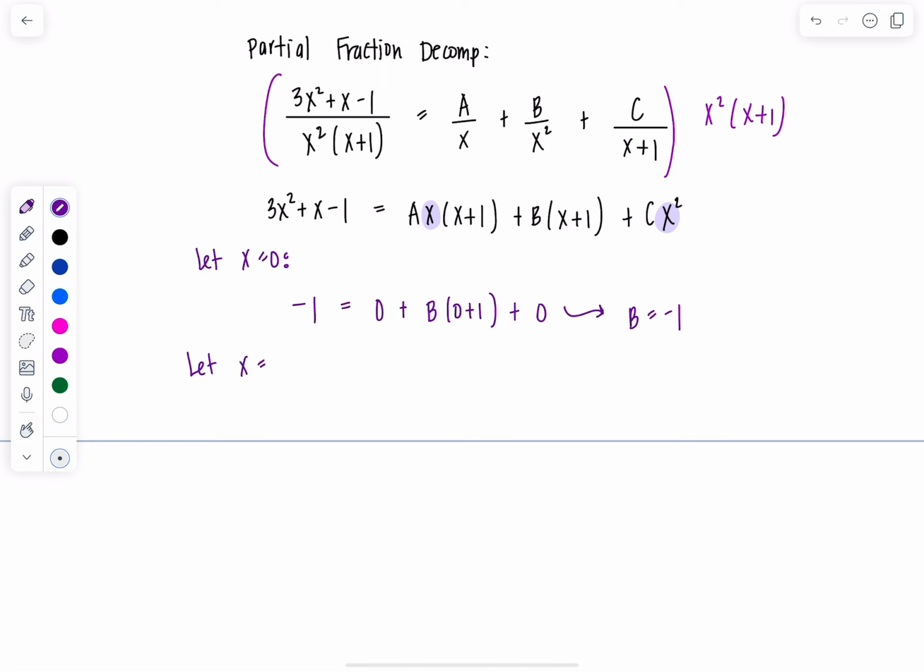Let's let x equal -1. I'm choosing -1 because that would make x plus 1 a 0. So if x is -1, on the left-hand side, I'm going to have 3 minus 1 equals 0 plus 0 plus C times (+1). So I have a 2 on the left... I have a 1 on the left. That means C is 1. And then what can I do to find A?